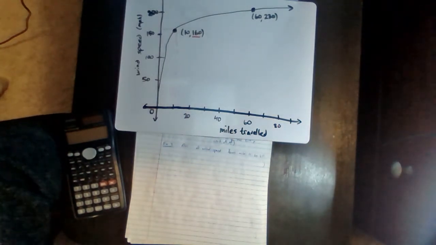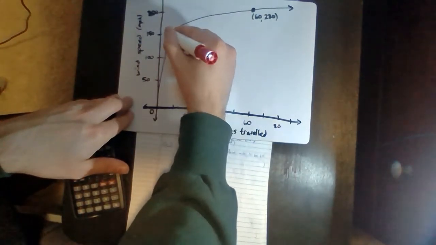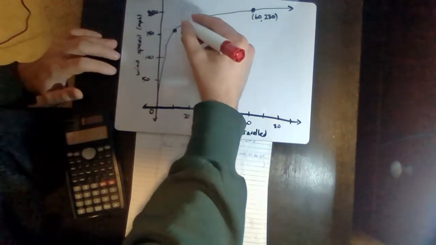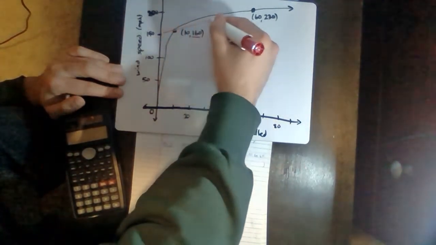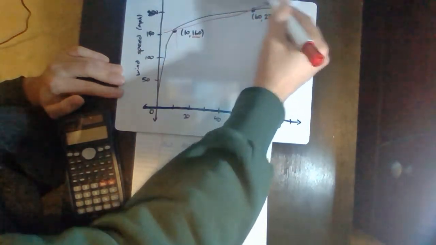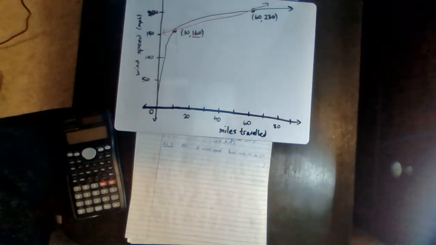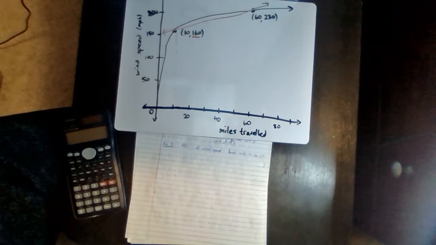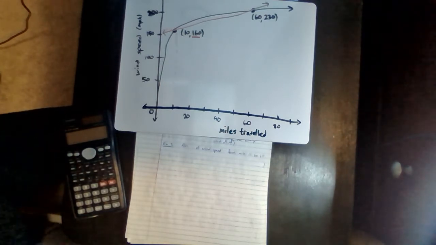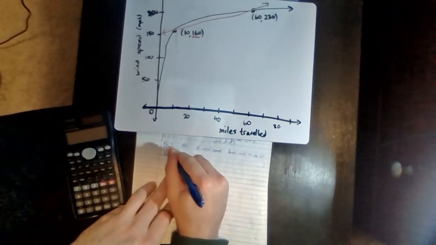Once we have those 2 points, we're going to draw the secant between those 2 values. We're going to draw a nice, perfectly straight line between those 2 points. And now we're interested in what is the slope between those 2 points. So what is our rate of change? What is our slope?